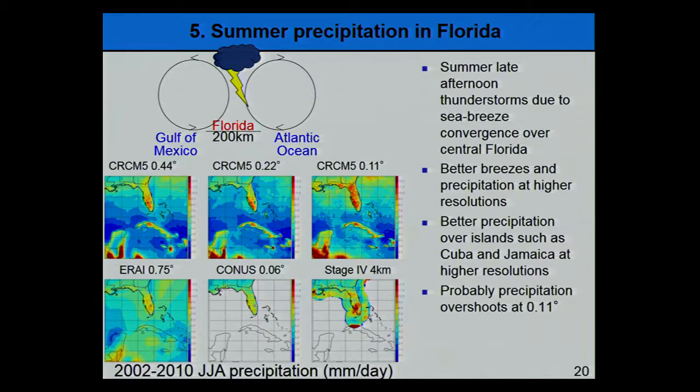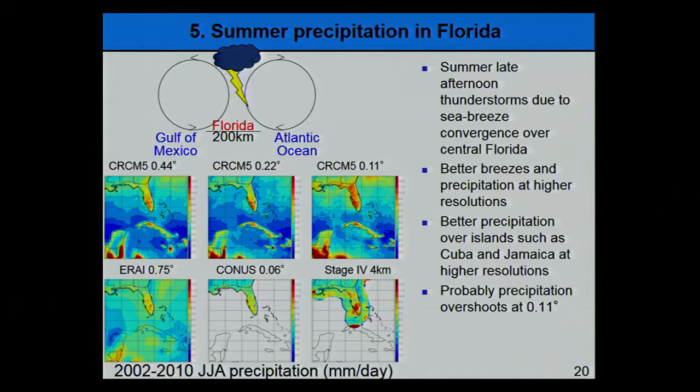And you see that the model does show quite an increase of precipitation in summer over land. Again, this is rather poorly observed. Probably the best data set is this one here, STAGE, which is a combination of land stations, I should say, and radar. And I think it's fair to say also that the model exaggerates precipitation, but the geographical distribution certainly is improved.